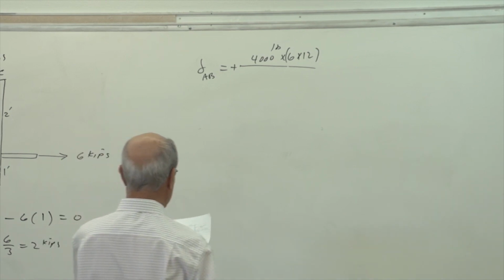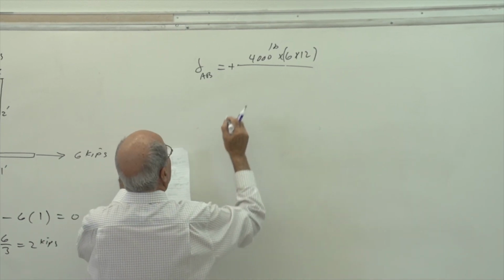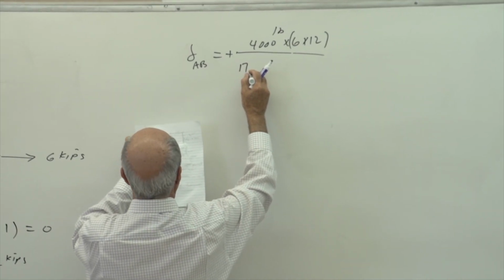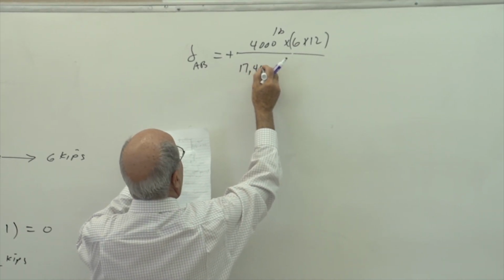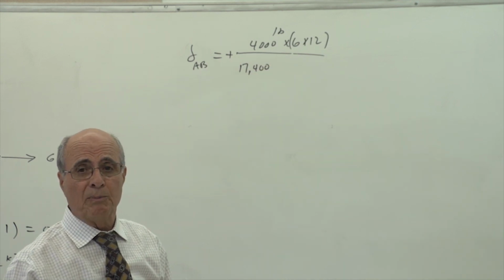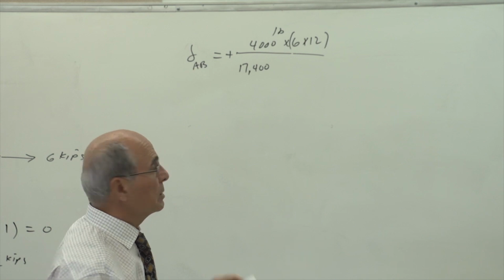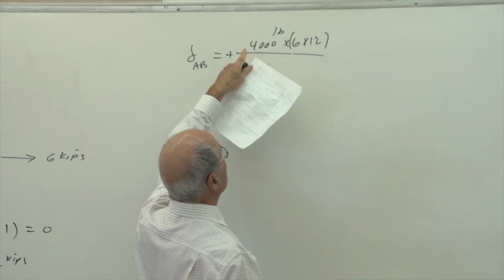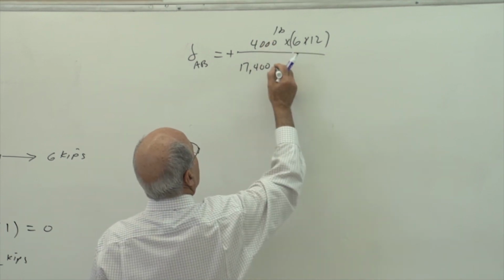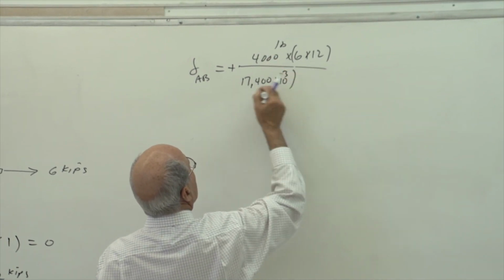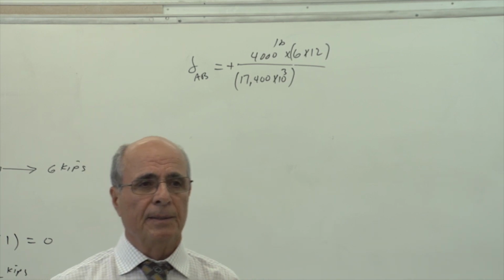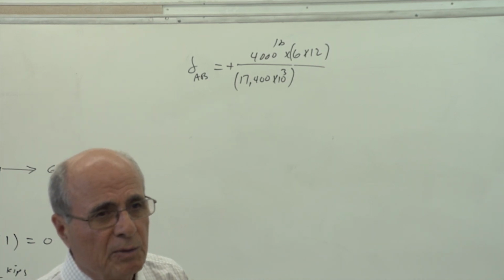Divided by E. E is how much? E is 7,400 KSI. Yes or no? Is that 17,000 KSI? Then I have to multiply by 10 to the power of 3 to match the pound, or I can keep kips and keep. Remember that will work too. Since I use pound here, I have to make this into pound per inch square too. Is that understood? Yes? Okay, my friend, are you with me?